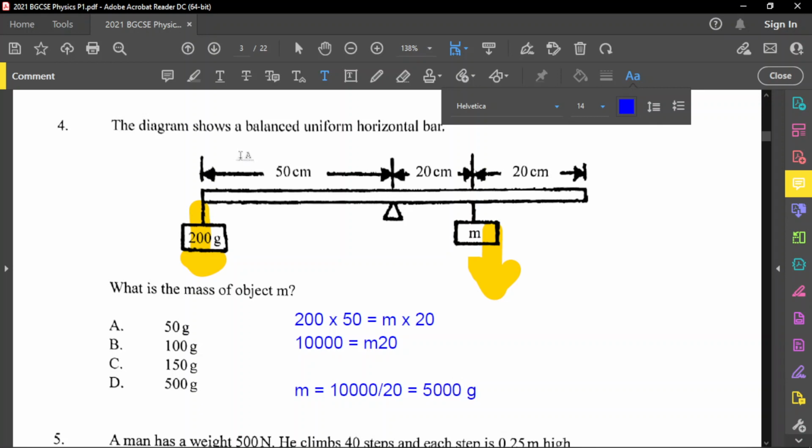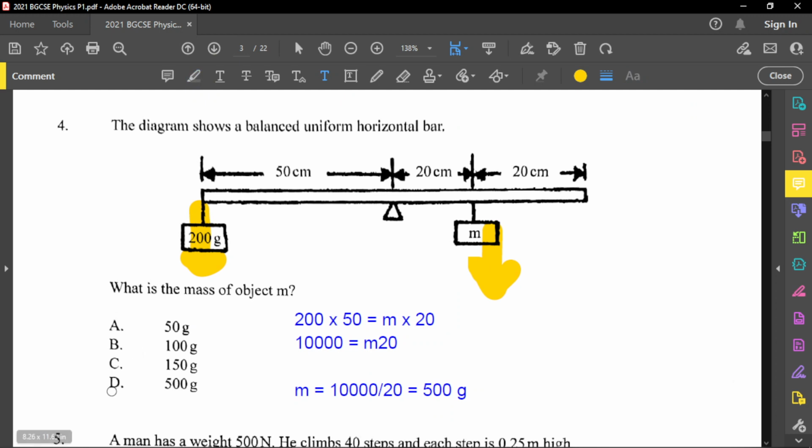And so that gives us 5,000 grams. So therefore A, no, yeah, that's 500. So that's 500 grams, not 5,000. So let's just change that. That's 500, not 5,000. So D is our correct answer in this case. The mass is 500 grams. So D is the correct answer. Awesome.